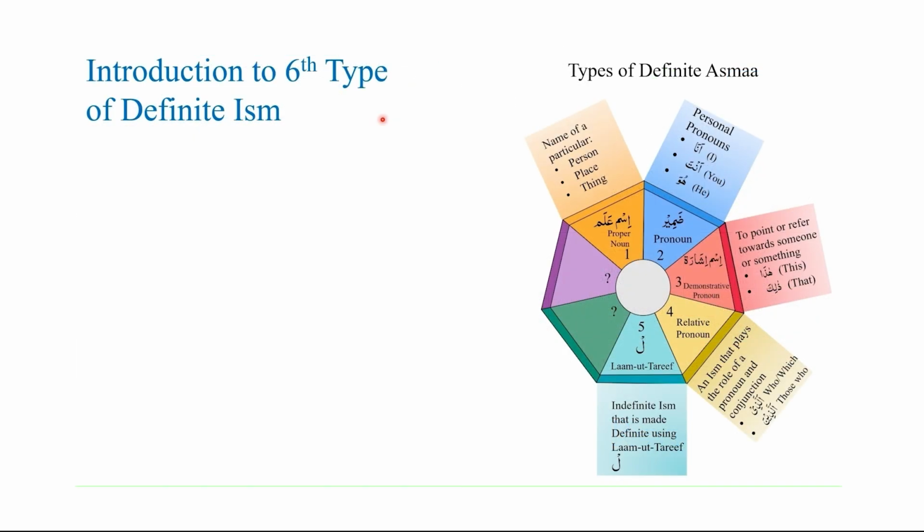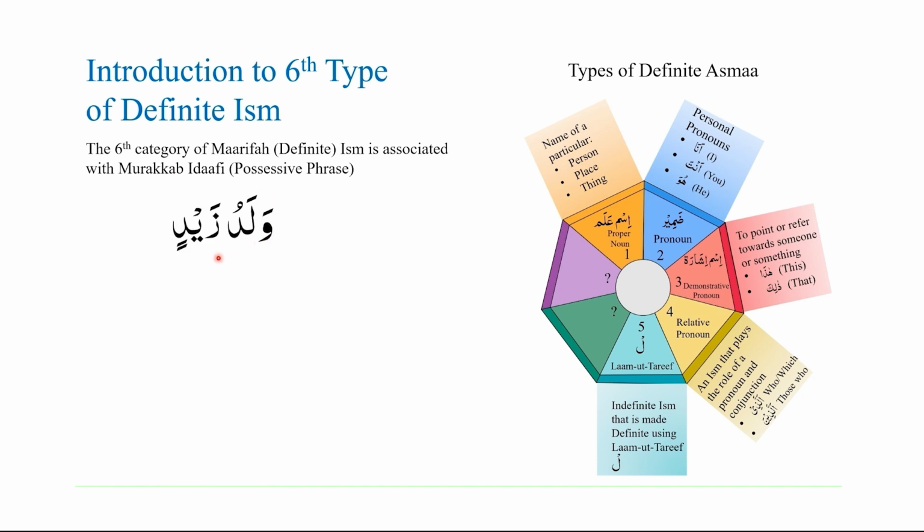We will now introduce the sixth type of definite ism. The sixth category of marifa or definite ism is associated with Murakkab Izafi or possessive phrase. Let us take the example of Waladu Zaidin. Waladu Zaidin is a Murakkab Izafi. Waladu is mudaf and Zaidin is mudaf ilayh. Waladu Zaidin can be translated as Zaid's boy or Zaid's son.